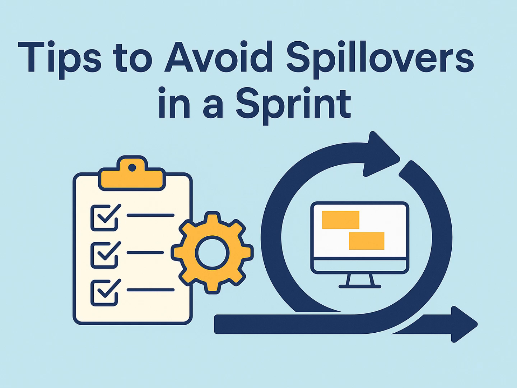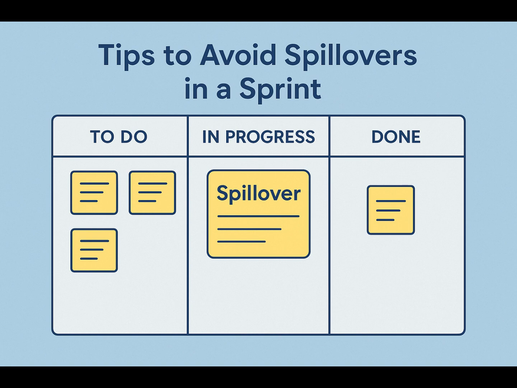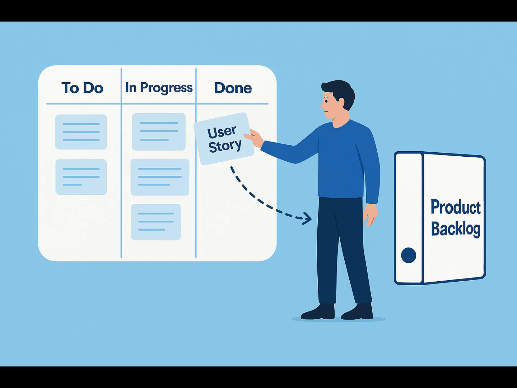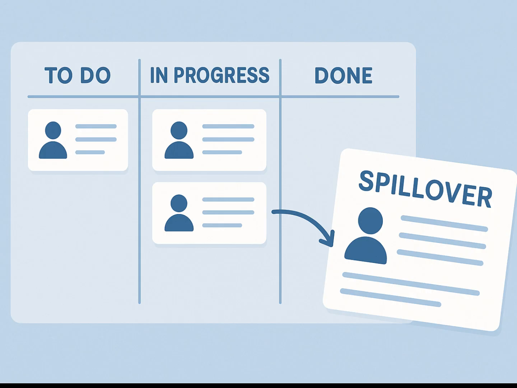In this video, we'll look at why spillovers happen in Scrum and what you can do to avoid them. Let's get started. In Scrum, if the team cannot complete all the sprint backlog items by the end of the sprint, the unfinished items are moved back to the product backlog. These are known as spillovers.